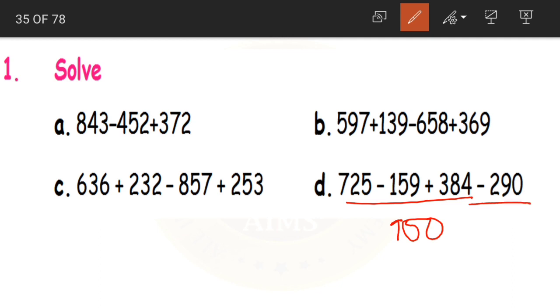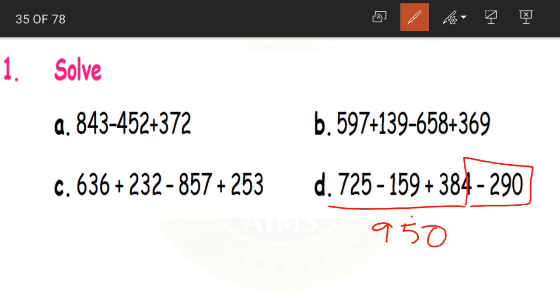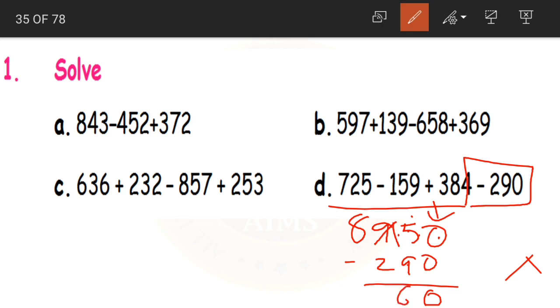From that we will subtract. Sorry, let me write it neatly. 950. And from this 950, we need to subtract 290. Yes, children, in the ones place we have 0 minus 0, 0. Coming to the tens place, 5 minus 9. Not possible. So we will borrow. 5 becomes 15, 9 becomes 8. 15 minus 9, 6. 8 minus 2, 6. What is our final answer here? The final answer is 660.